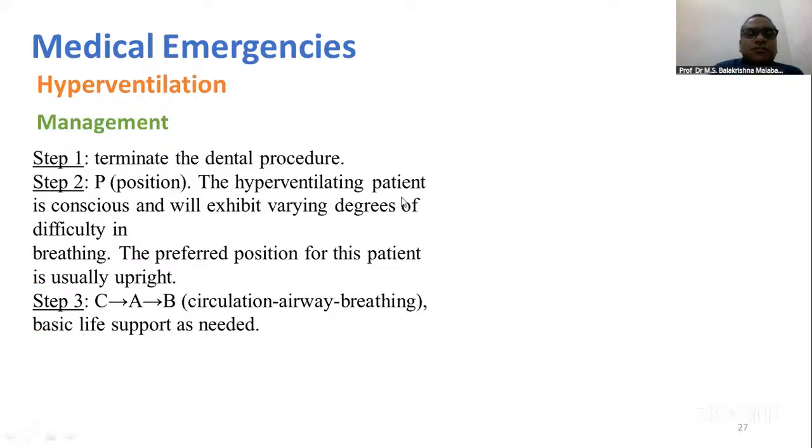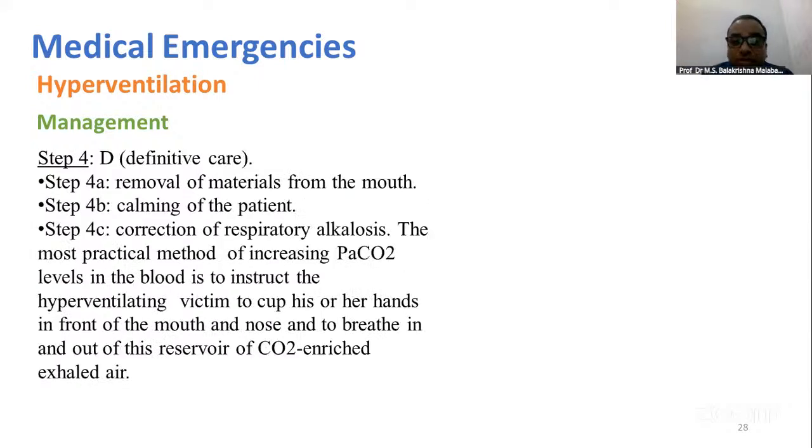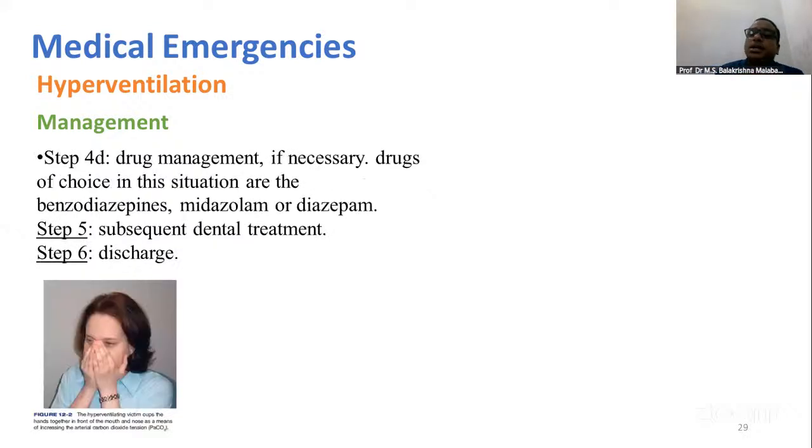So the management, which I've already told you in a nutshell: stop the dental procedure, and then you have to check the circulation, airway, breathing, because carbon dioxide you need to give here more. So definitive care you have to do. Whatever materials are there in the mouth during the procedure, take them out, calm the patient, and correct the respiratory alkalosis, right? So there are two conditions, respiratory and metabolic: respiratory alkalosis, metabolic alkalosis, respiratory acidosis, metabolic acidosis. That is basically acid-base balance. We need to learn a little more on that. So carbon dioxide you need to give.